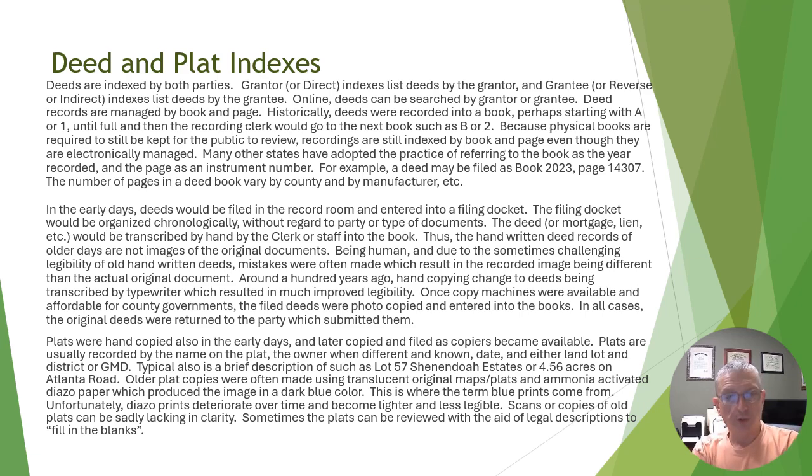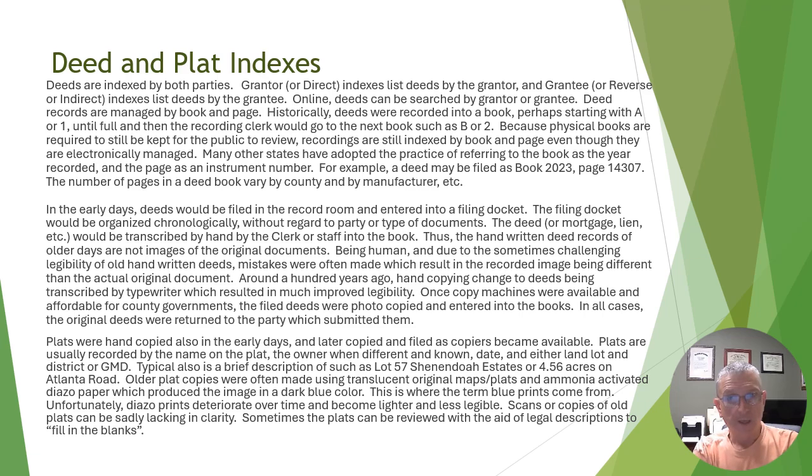So historically, deeds were recorded into a book. Some counties started with A, some started with 1. They were free to do however they liked, so you have lots of different types of lettering and numbering conventions in Georgia. When book 1 was full, they bought a new book and started putting deeds in book 2. Physical books are still required to be kept, so recordings are still usually indexed by book and page, even if it's all housed online, because the clerks print and keep a physical copy available for the public to come in and view.